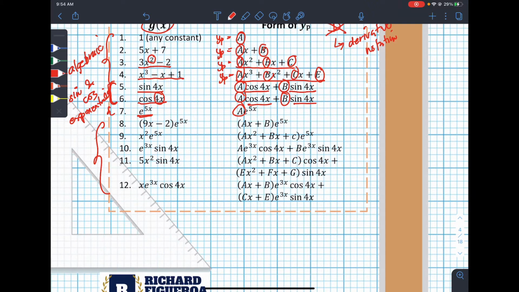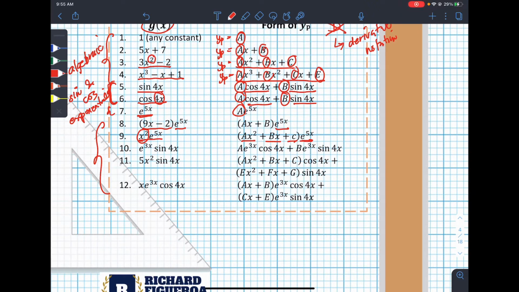So, what if it is a combination? Pag combination siya, let's say, nakamultiply siya sa exponential. So, copy mo lang yung exponential. And then, follow mo lang yung sa algebraic. So, x ang pinakamataas, so ax plus b lang siya. Tapos ito naman, x squared e raised to 5x. So, copy mo lang yung exponential. And then, of course, yung x squared natin, dapat tatlo pa rin: ax squared plus bx plus c. Okay, kumpleto pa rin.